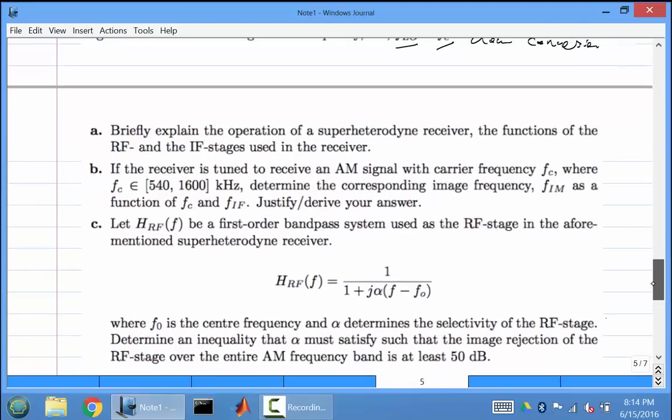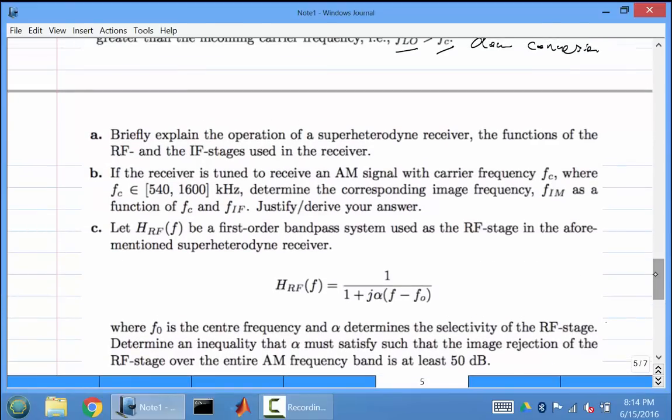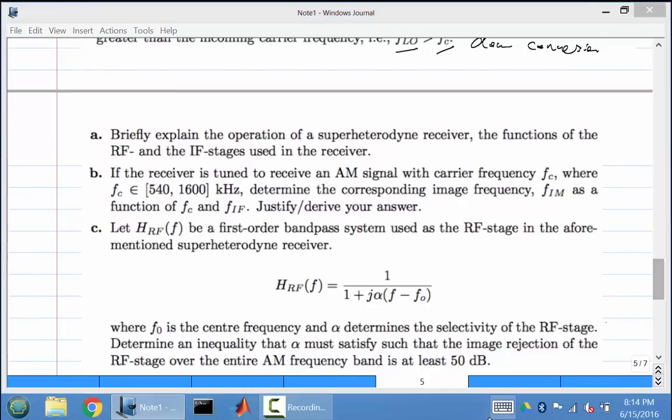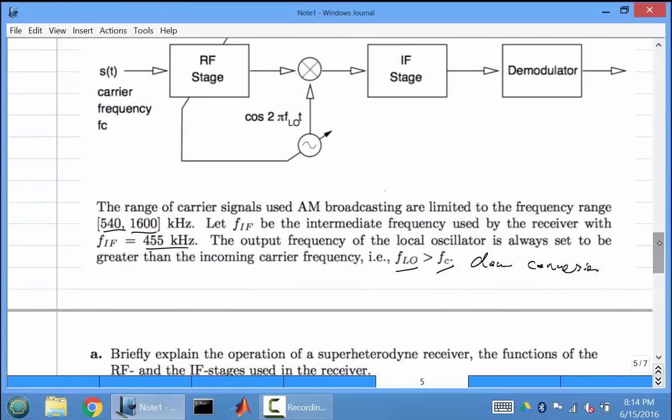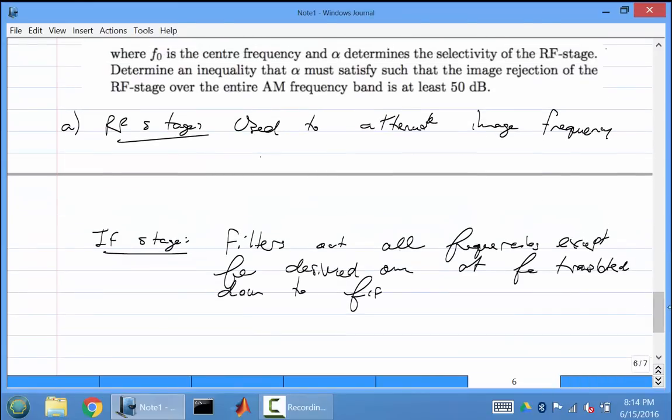And then RF stage, IF stage, and then what else do we have here? I think that's, yes? I'm sorry? Sorry, speak up, please. Yes, it's used to attenuate the image frequency.